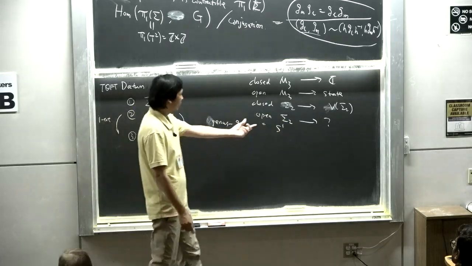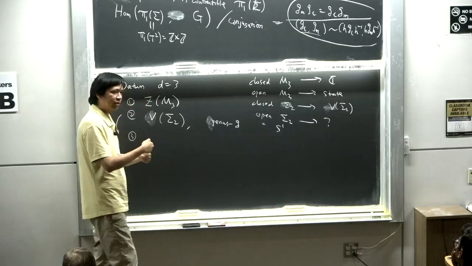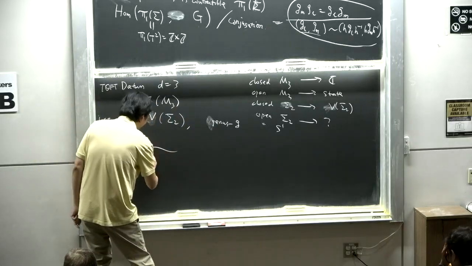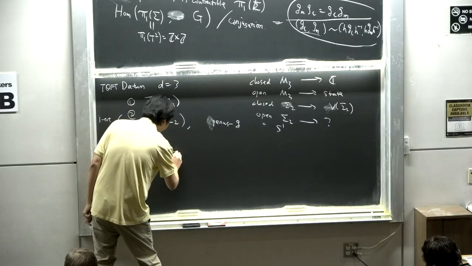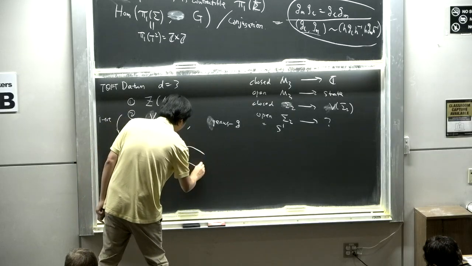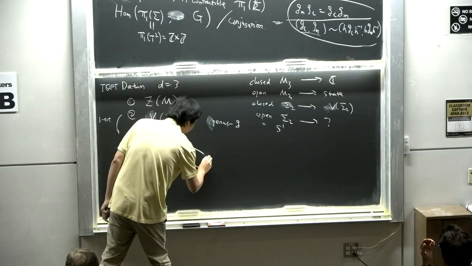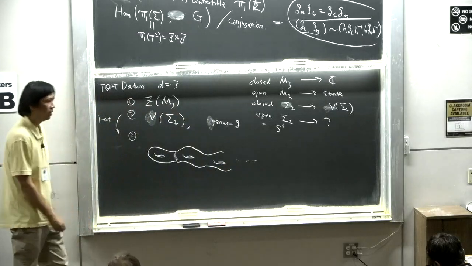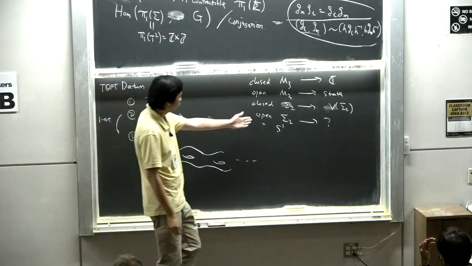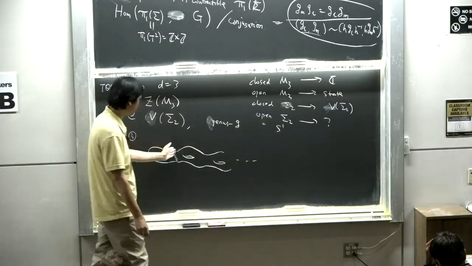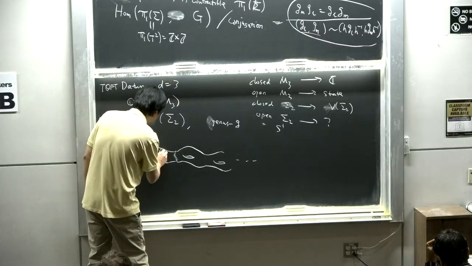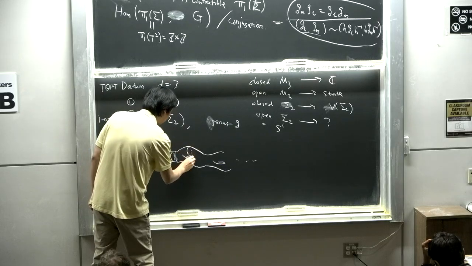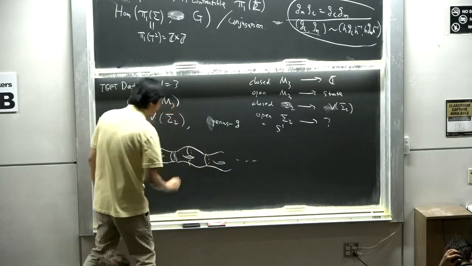And once we have that information, we can start playing this cut-and-glue game again, because an arbitrary genus g manifold always looks like this. We can keep going. If we know what to do with open two-manifolds, we can start chopping this manifold into small pieces which we actually know what to do with. For example, we can chop it like this.